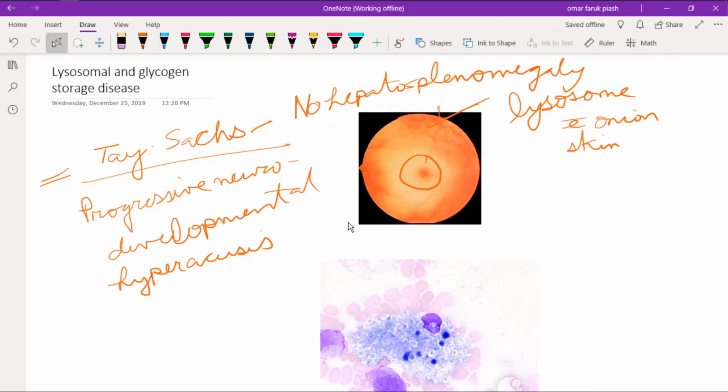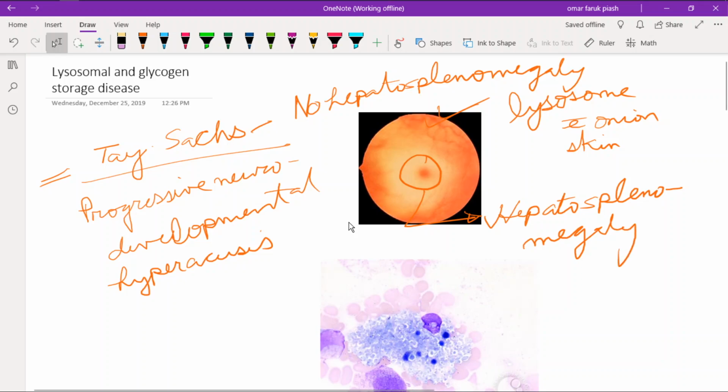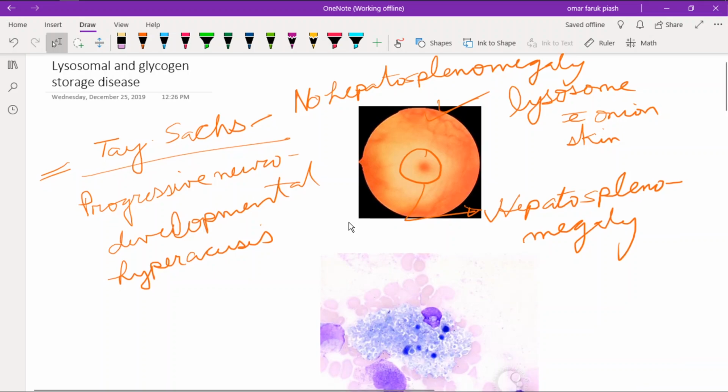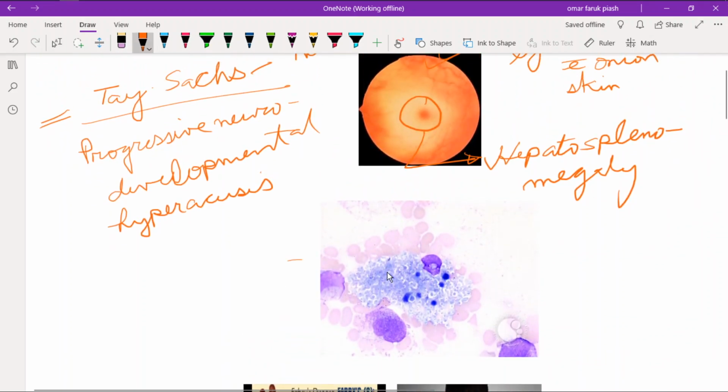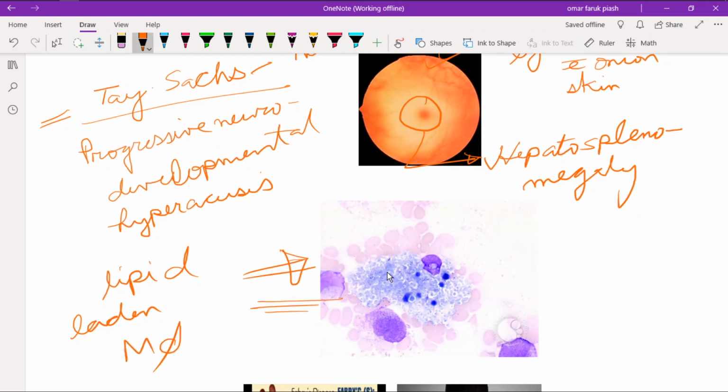But in Niemann-Pick's disease, if the picture shows the cherry red spot in the macula and in the description you find that there is hepatosplenomegaly, then you have to think that this is not Tay-Sachs, this is Niemann-Pick's disease. In Niemann-Pick's disease, the features are almost the same: progressive neurodegeneration, hepatosplenomegaly, but here you will get this foam cell. This is the picture of the foam cell, that lipid-laden macrophage.